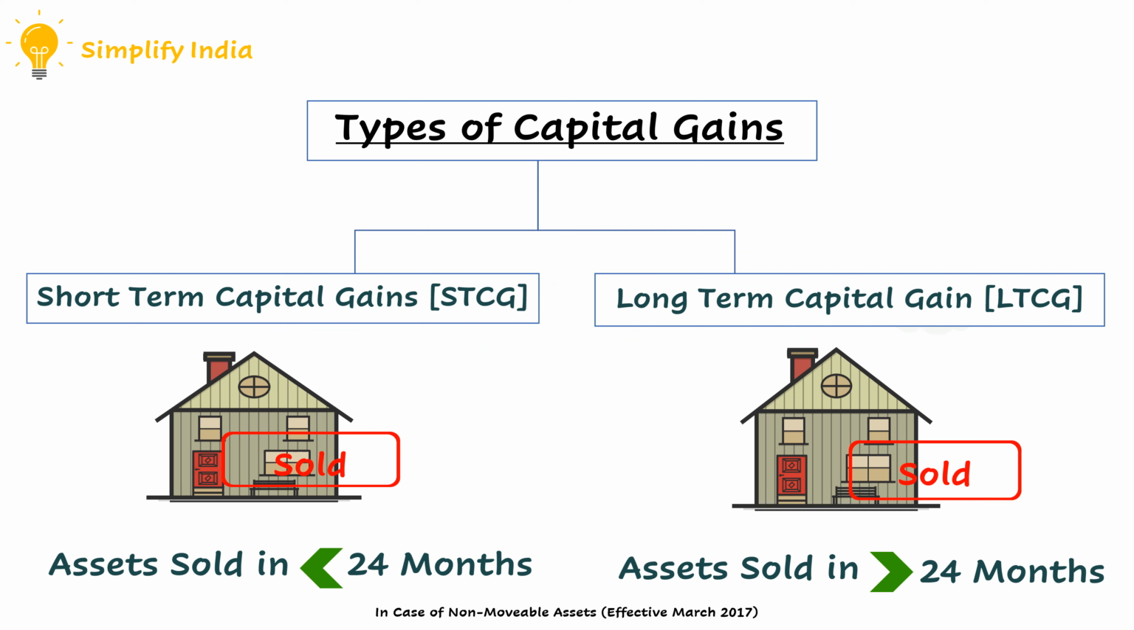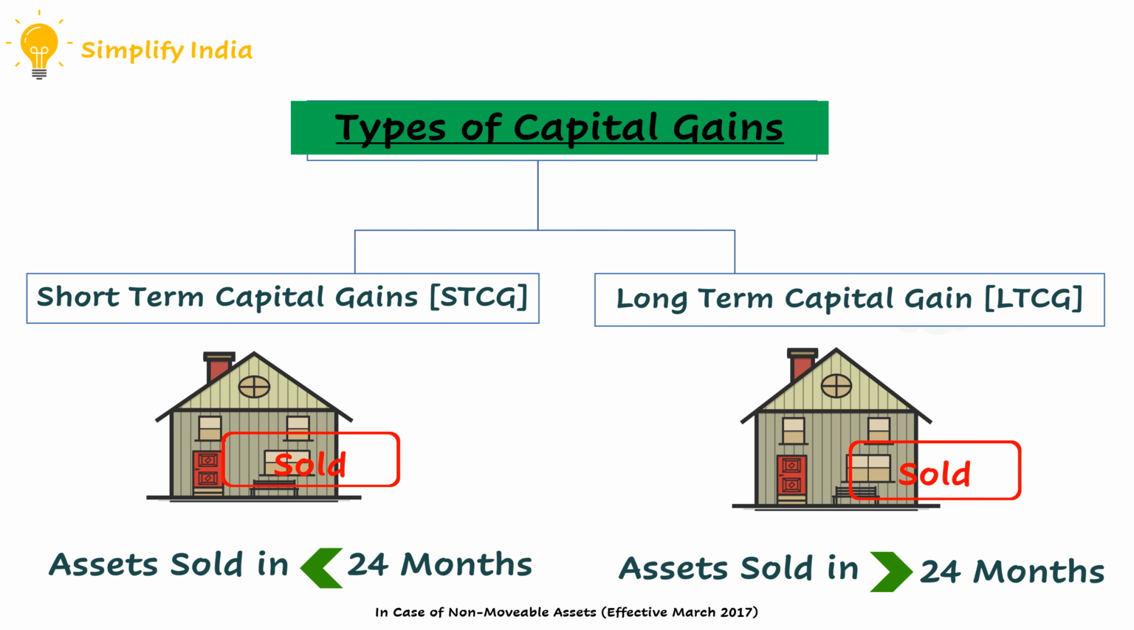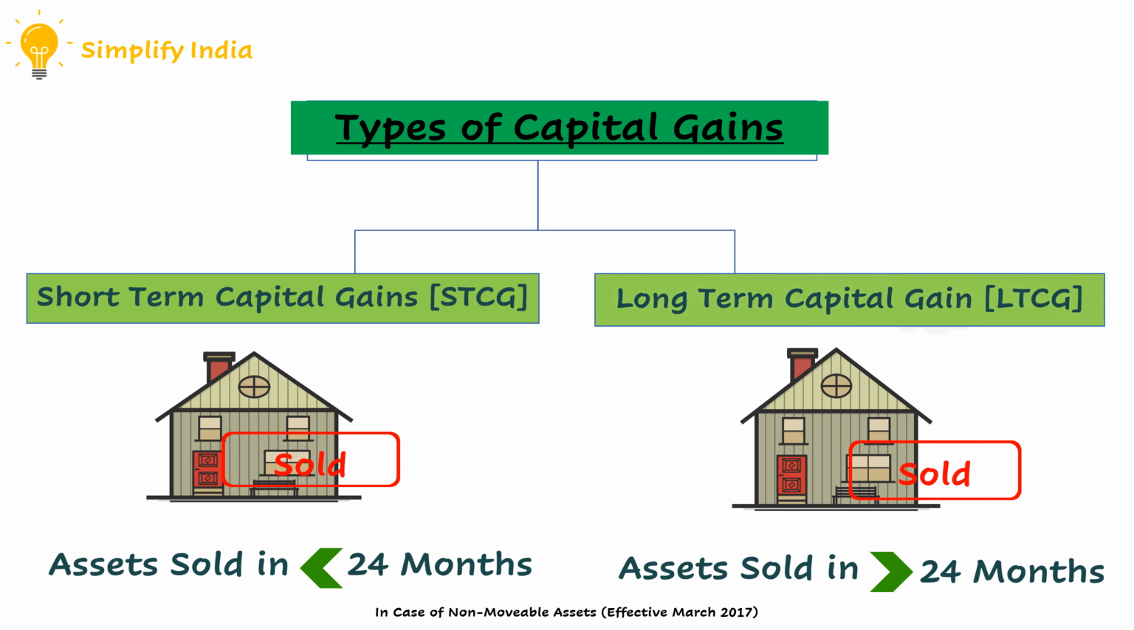Depending on the tenure of holding of an asset, the gains from such an investment can be broadly classified into two types. First is short-term capital gains. If an asset has been sold within 24 months from the date of acquisition, then the profit earned from such a sale can be termed as short-term capital gains. Whereas in the case of long-term capital gains, the profit is earned by selling an asset which has been held by an assessee for a period of more than 24 months, then it can be termed as long-term capital gain.